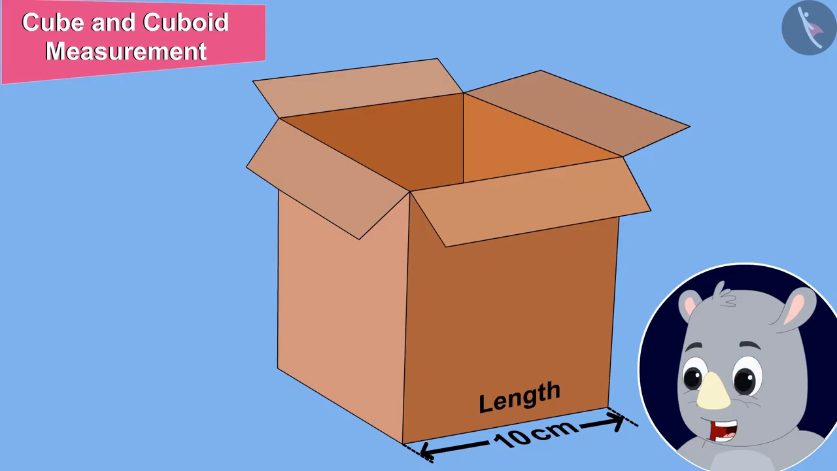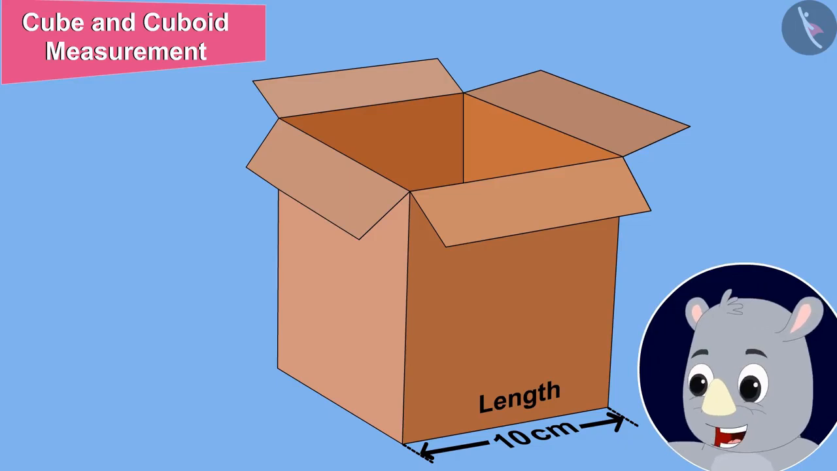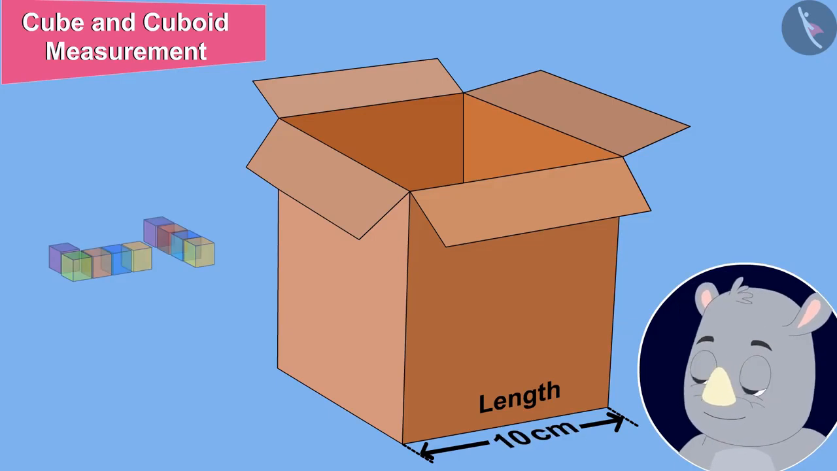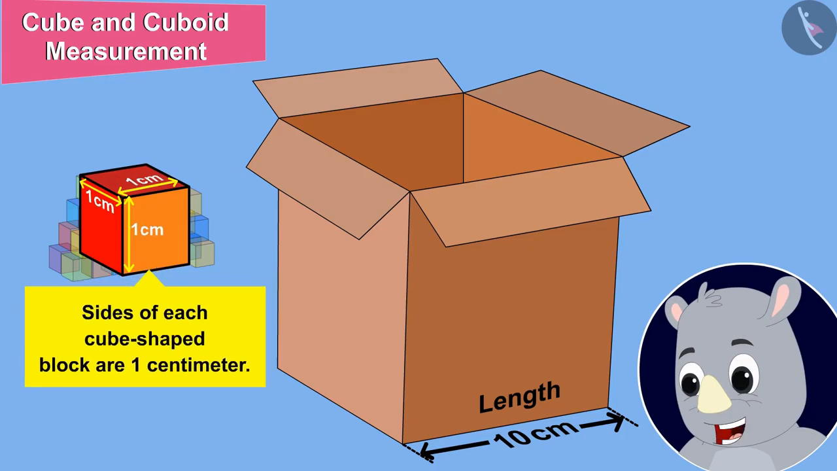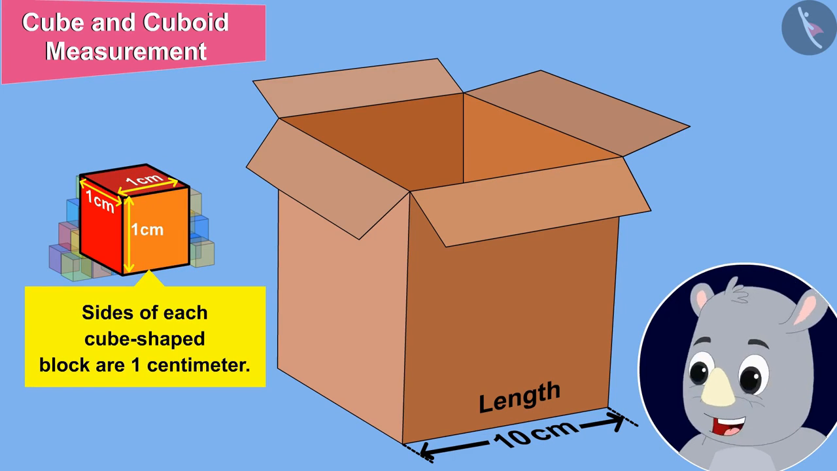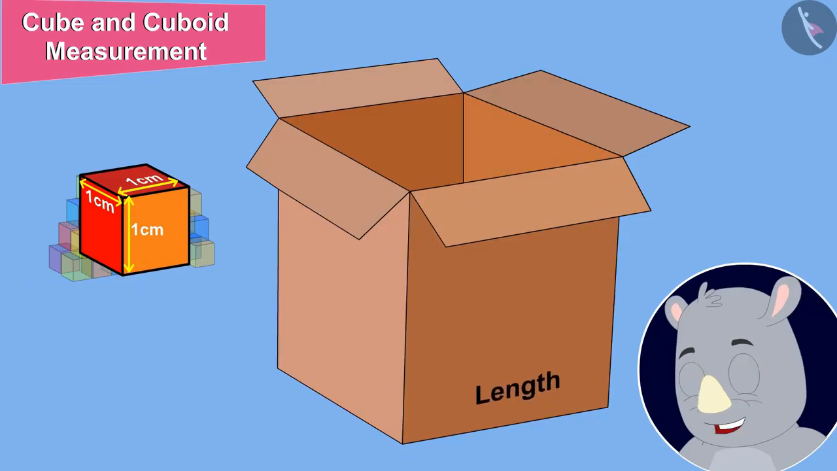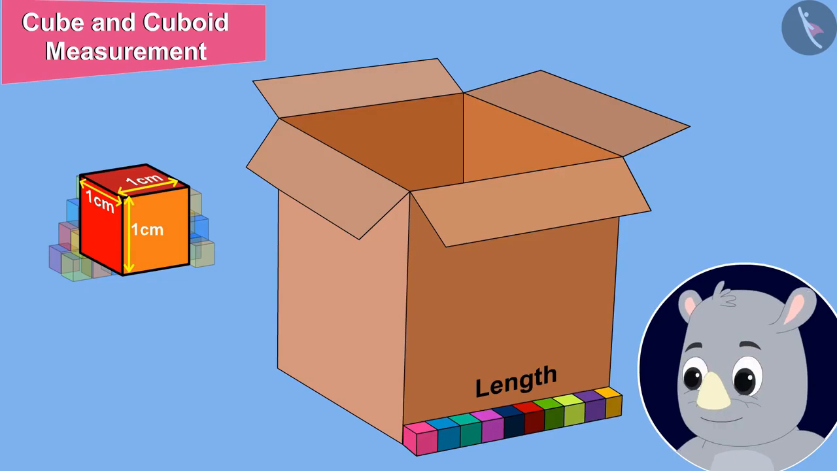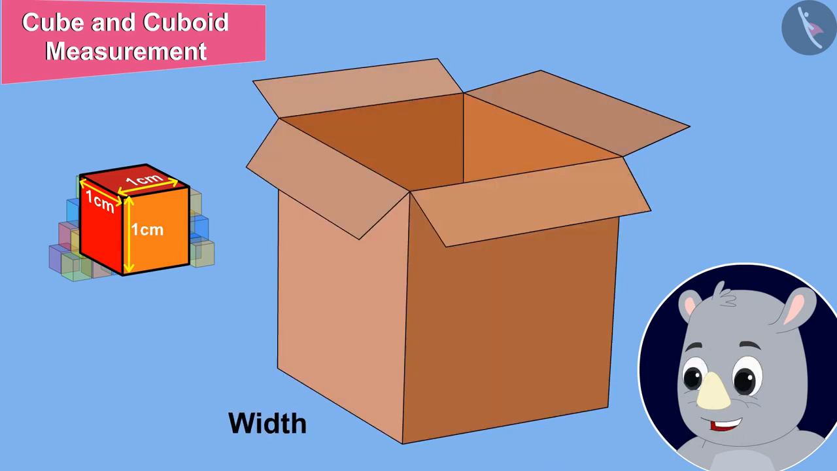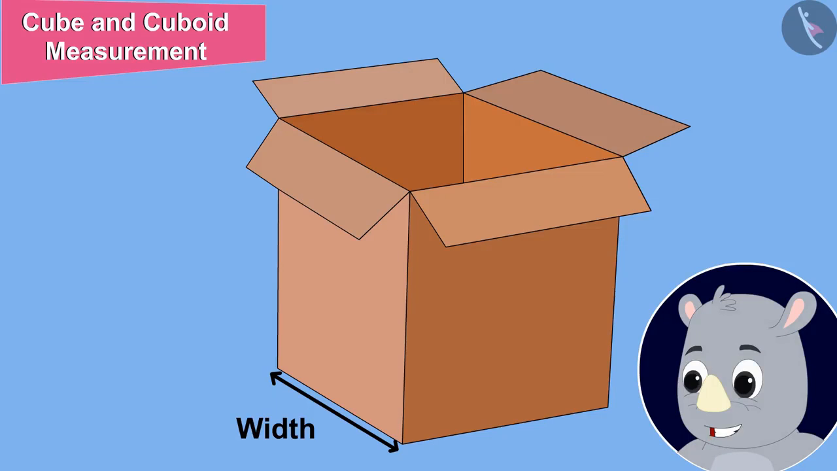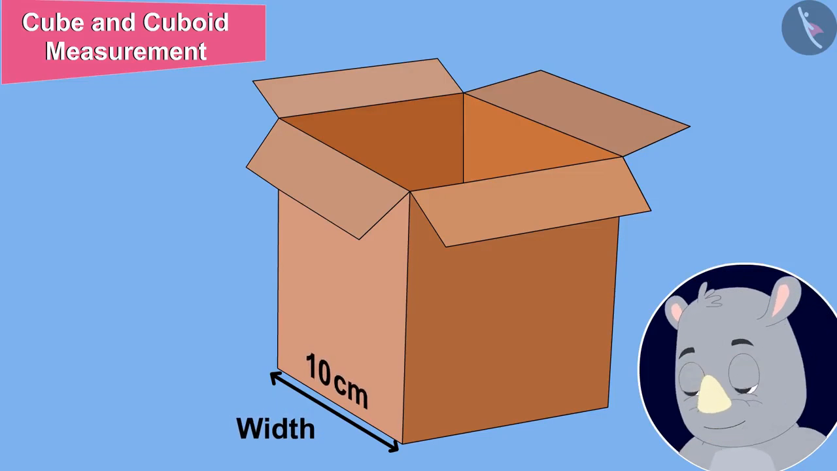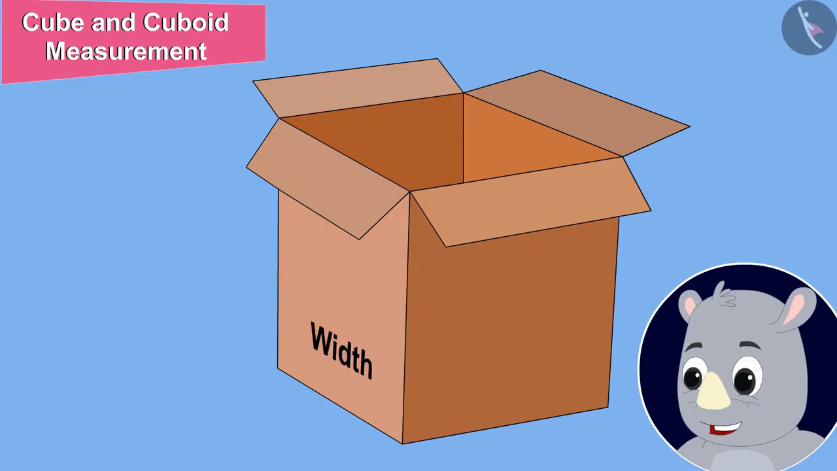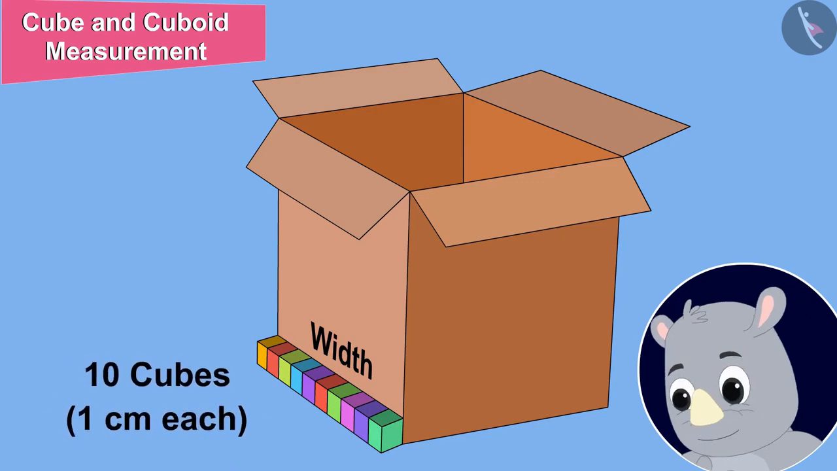Okay, the length of this cube-shaped box is 10 centimeters and the sides of each cube-shaped block are 1 centimeter. That means the length of this box is equal to 10 cubes. Now, I will measure the width of this box. The width is also 10 centimeters, which means that the width of this box is also equal to 10 cubes.